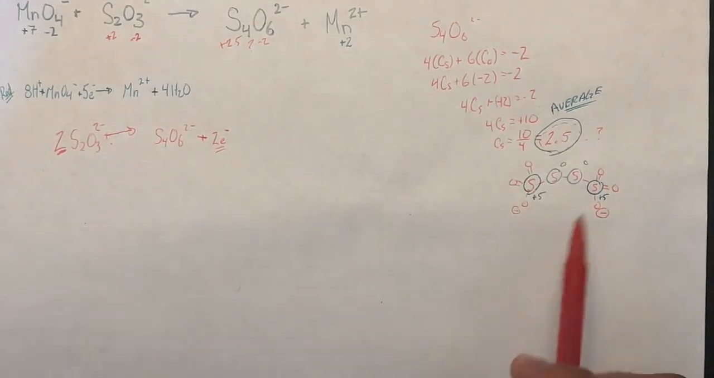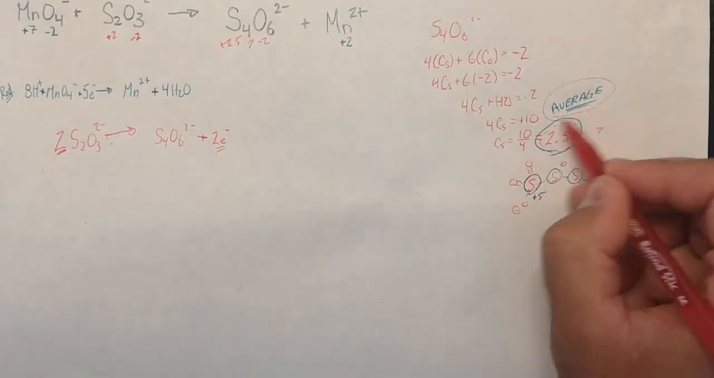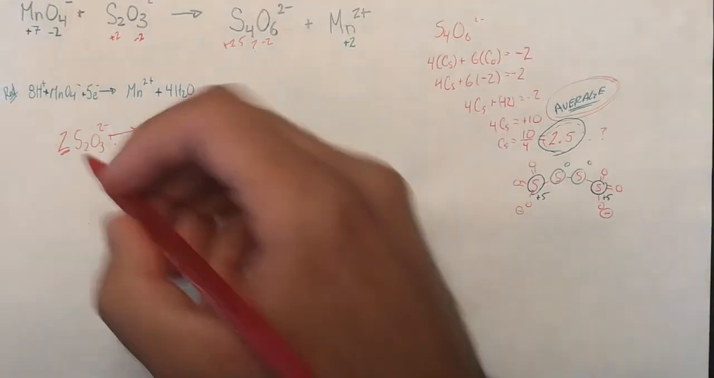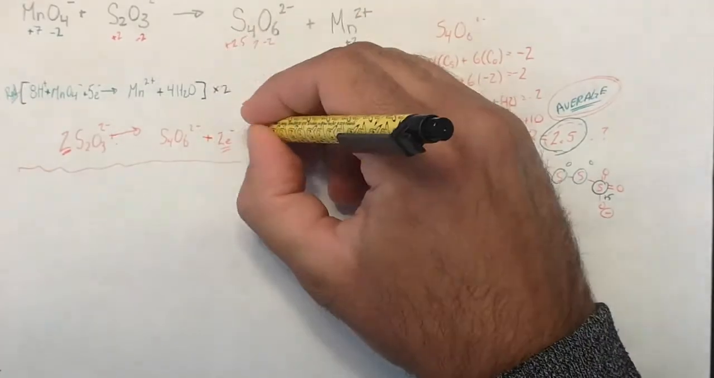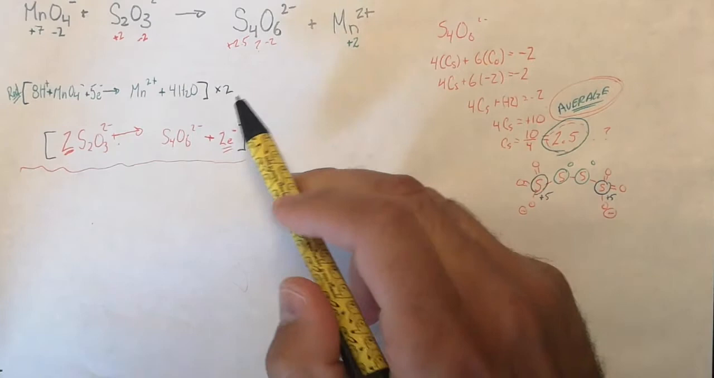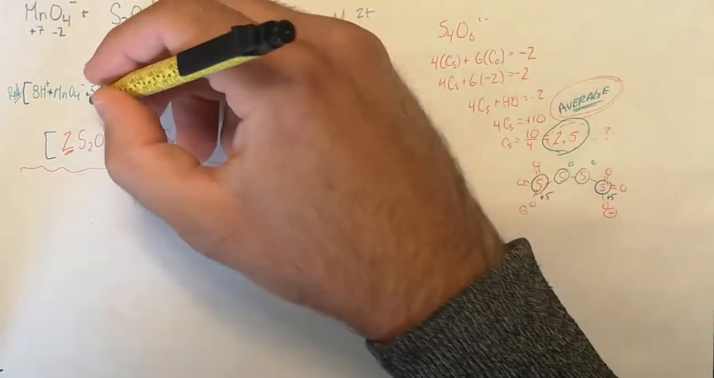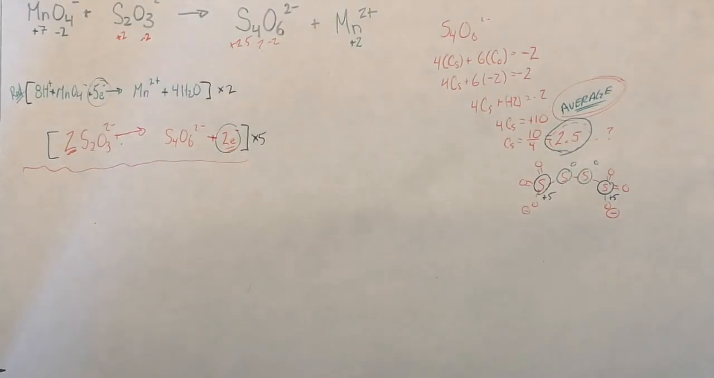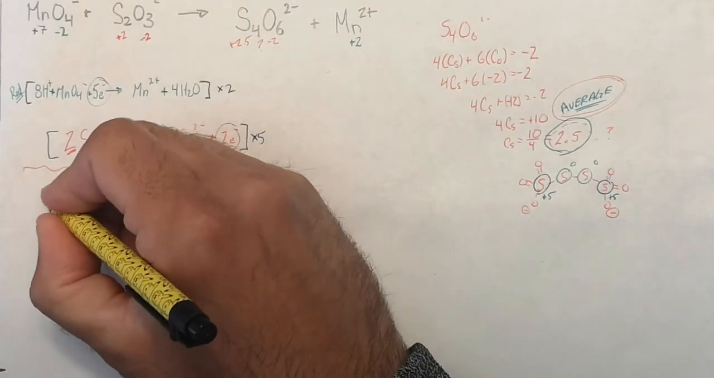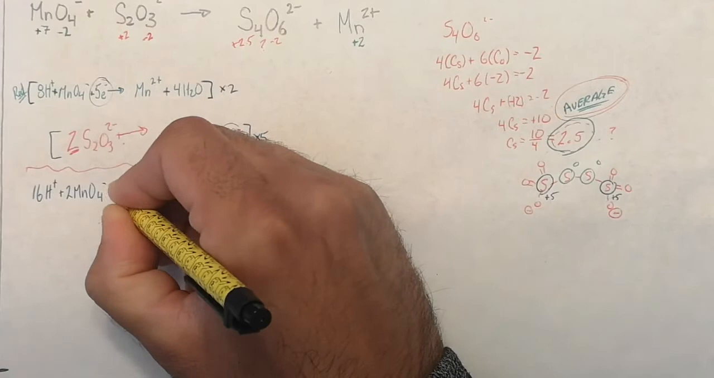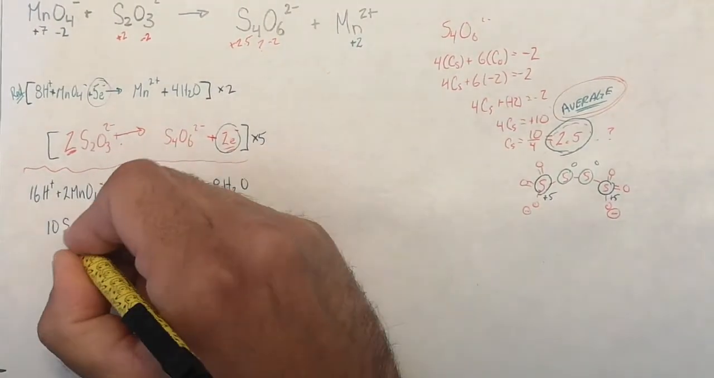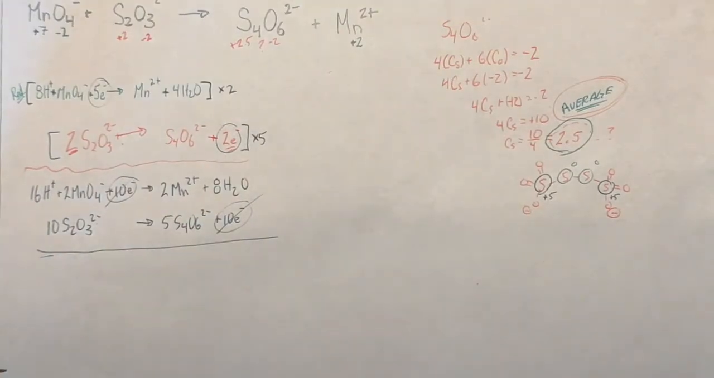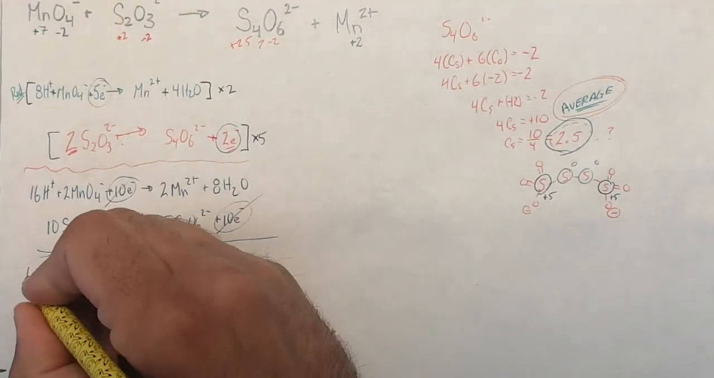Now, keep in mind that on average each sulfur loses half an electron. When we look at each half reaction, we're going to multiply each by a factor that brings our electrons into equality. Let's draw this out now. Now that our electrons cancel, let's add these back together.